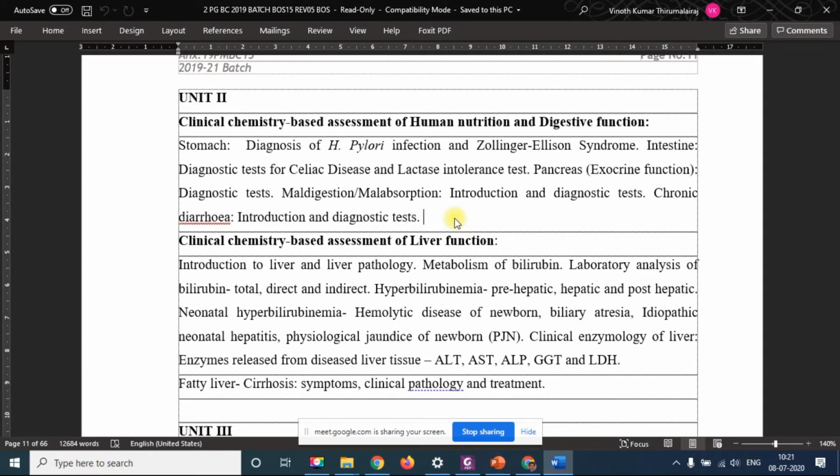So in digestive function, we select the first organ, the stomach. You know that the stomach is a very important organ, because it gets the food directly from the mouth via the esophagus. The esophagus is a tube connecting your mouth and the stomach. It is a very important organ, and very sensitive also, and it does a peristaltic movement and pushes the food into the stomach.